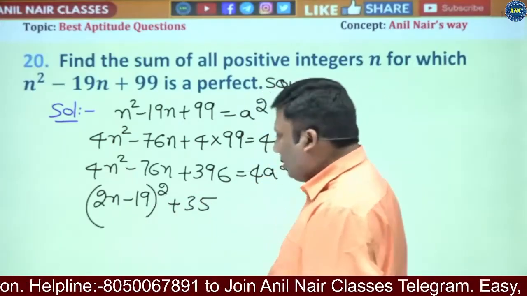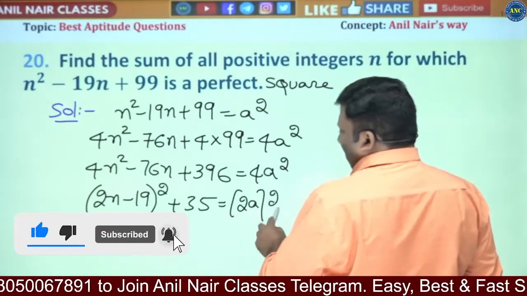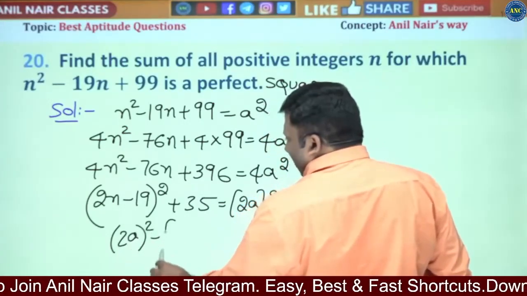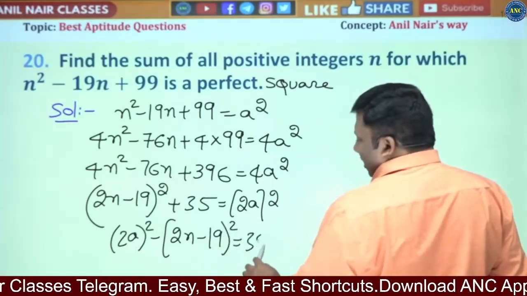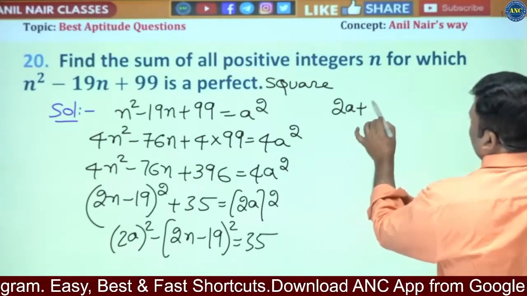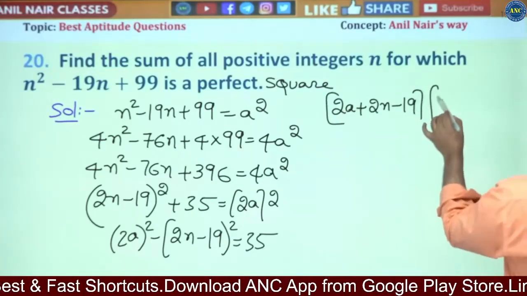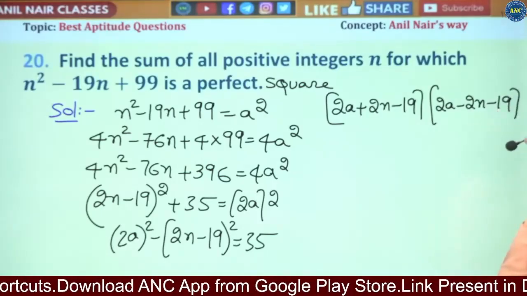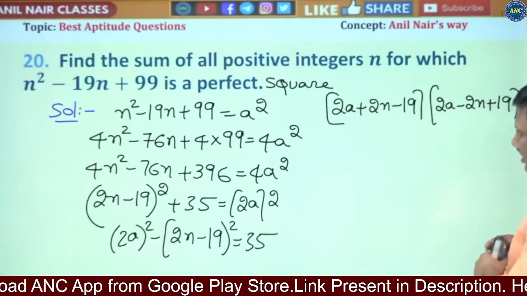361 plus 35 is 396, equivalent to (2a) whole square. So this will become (2a) whole square minus (2n minus 19) whole square is equivalent to 35. This can be written as (2a) square minus b square, (2a plus 2n minus 19) into (2a minus 2n plus 19). I hope the idea is clear.